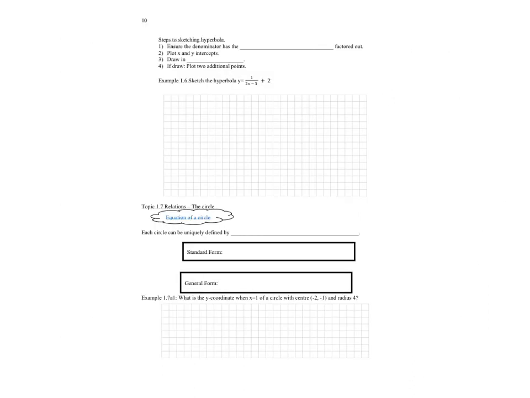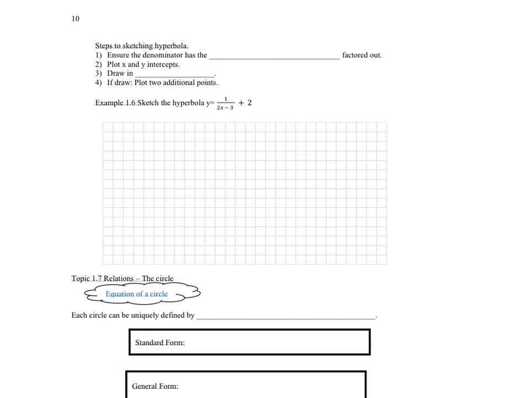So here's our example. We've just got some steps here when we're drawing hyperbolas. It's actually not that hard. The first step is to ensure that the denominator has the coefficient of x factored out. Now that might sound like gibberish, just write it down for now, we'll talk about it. Okay, step 2, plot the x and y intercepts. Step 3, draw the asymptotes. Remember, we get the asymptotes straight off the equation. And step 4, plot 2 additional points.